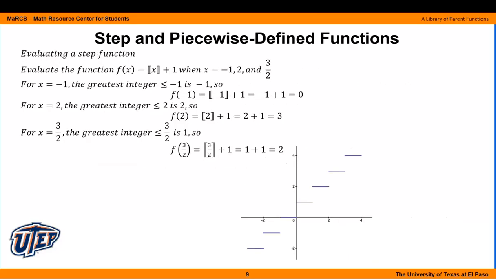Let's evaluate f of x equals the floor of x plus 1. We do this in 2 steps. First, we take the floor, and then we add. So if x is 1.5, the floor is 1. Then add 1, which gives us 2. To say this clearly, we first take the floor, then apply the rest.